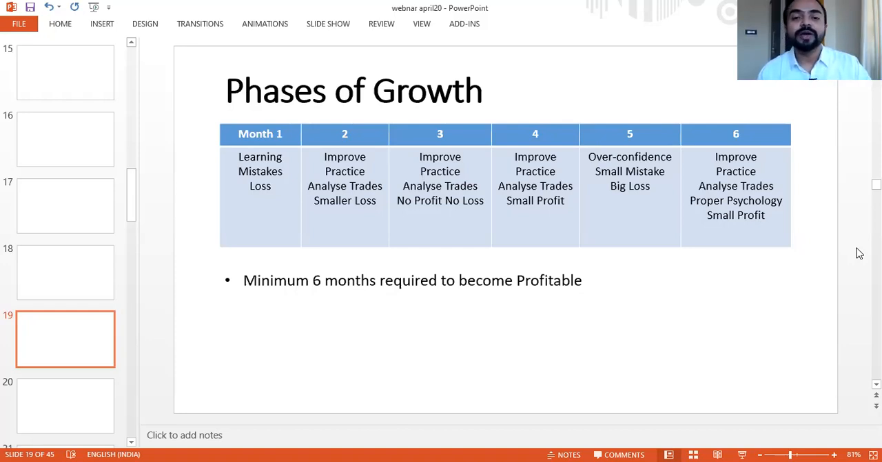See, for me to become profitable, it took me 2.5 years. 2.5 years it took me to become consistently profitable. See, it takes time. It's not easy. You have to put in efforts, you have to put in discipline, you have to be consistent, and then also it will take time. You need to understand this. Minimum, on an average, 6 months is required to be profitable. See, these phases of growth I have given in general. Someone can be profitable in the first month also. It can happen. There are exceptions. But on an average, minimum 6 months is required to be profitable.